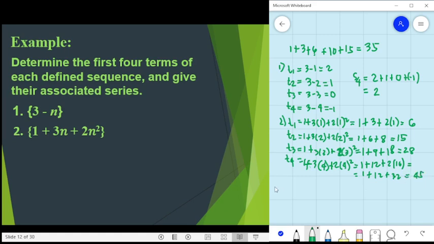So getting S of 4, this will be equal to 6 plus 15 plus 28 plus 45. So this is 60 plus 28 is 88, plus 6 is equal to 94.